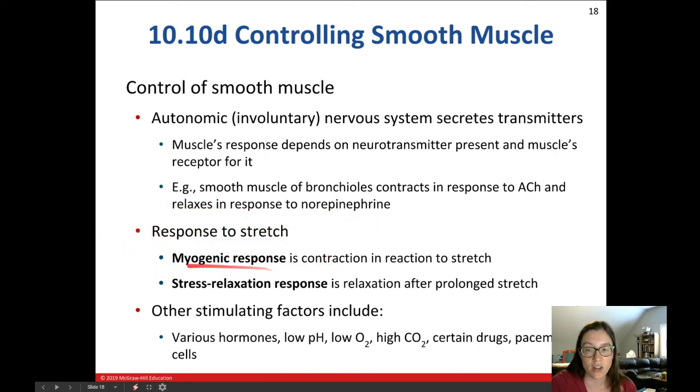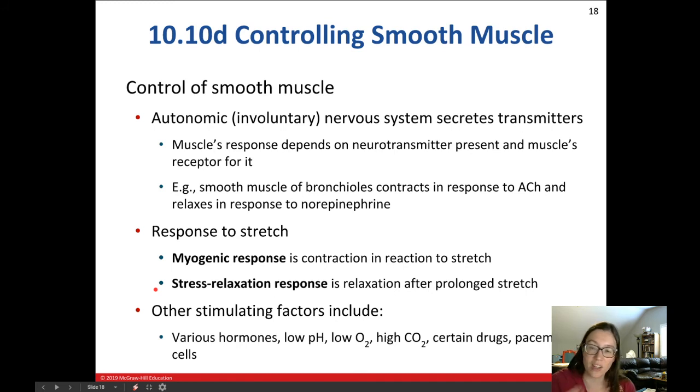So the myogenic response is a feature of smooth muscle where a lot of times it contracts in reaction to stretch. So when the muscle is stretched, it, like, reflexively contracts. That's a reflex, and we'll talk about the myogenic response in 169. The stress relaxation response is relaxation after a prolonged stretch. So we've got a couple of different automatic reflexes of smooth muscle.